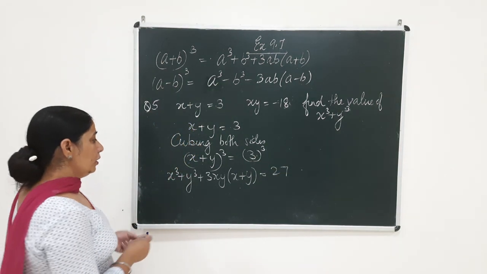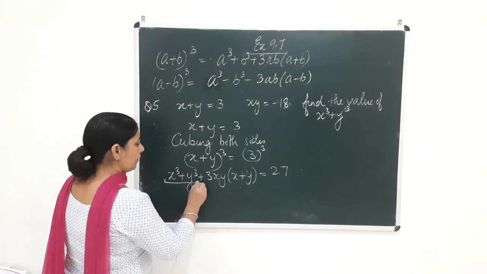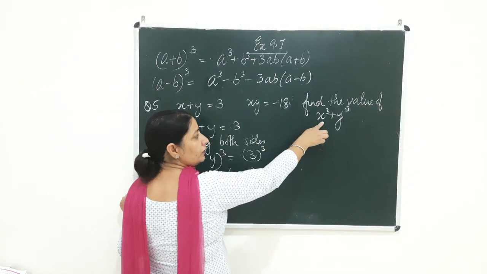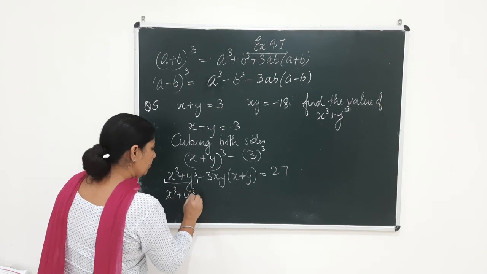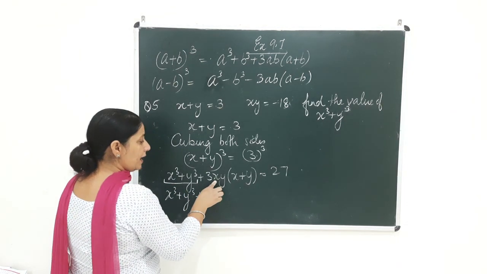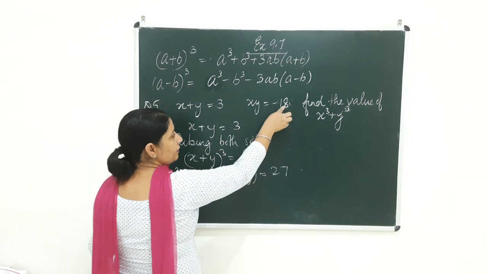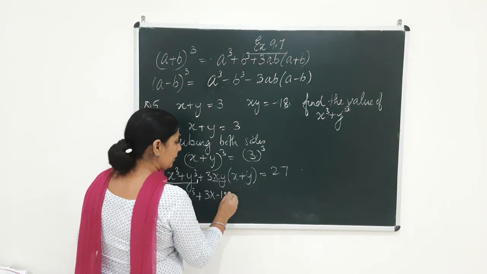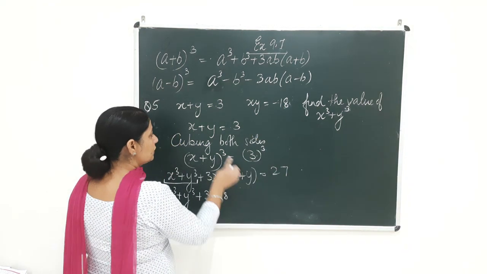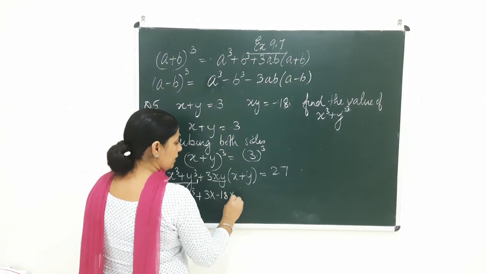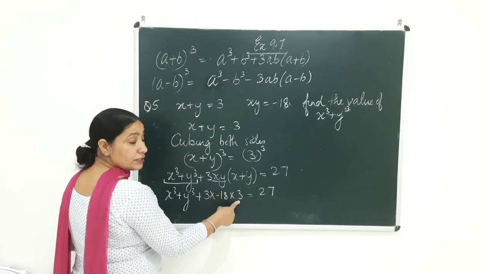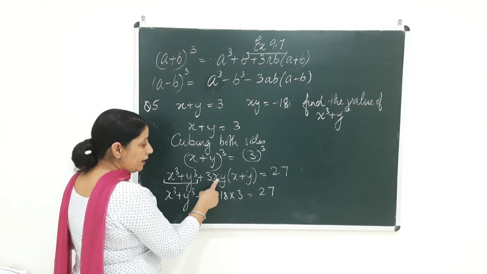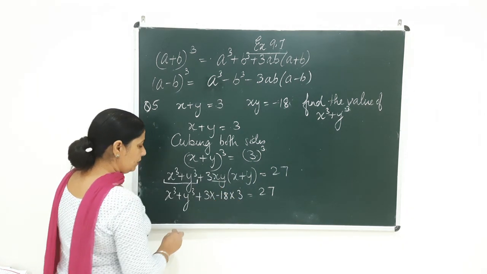Okay? Now here see, beta, the value of x cube plus y cube is what you want to find. So you will leave it as it is, x cube plus y cube plus 3 multiplied by xy. Beta, the value of xy he has given us is minus 18, and the value of x plus y we have is 3, equal to 27. So in place of x plus y we put 3, and in place of x into y we put minus 18.